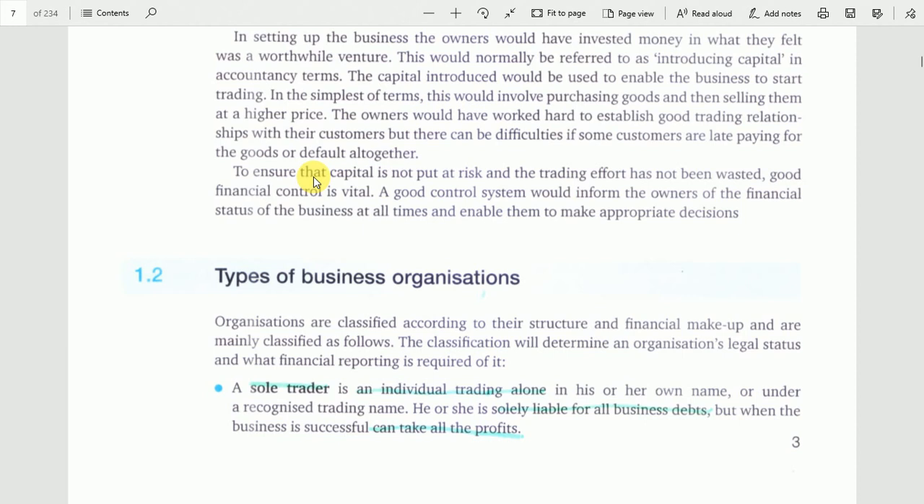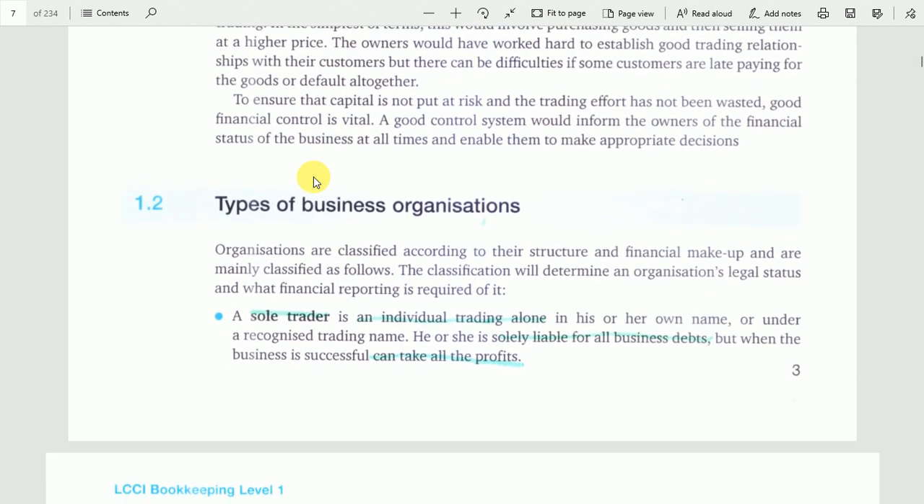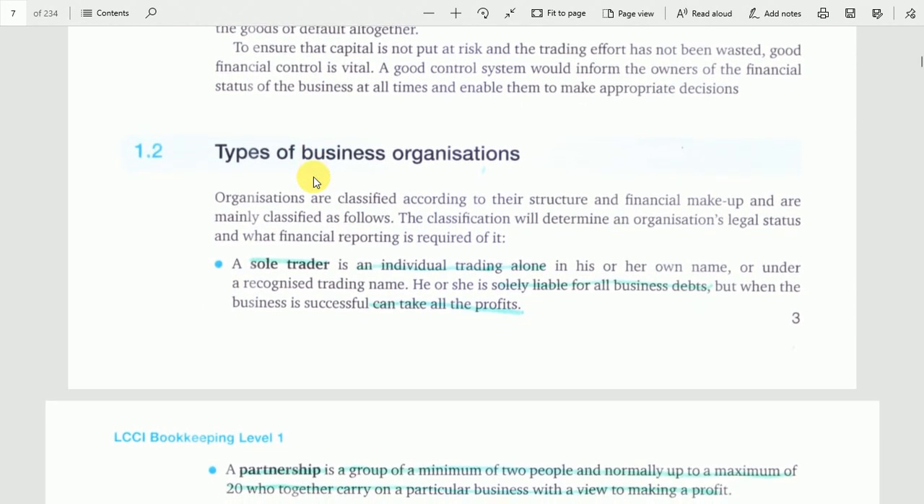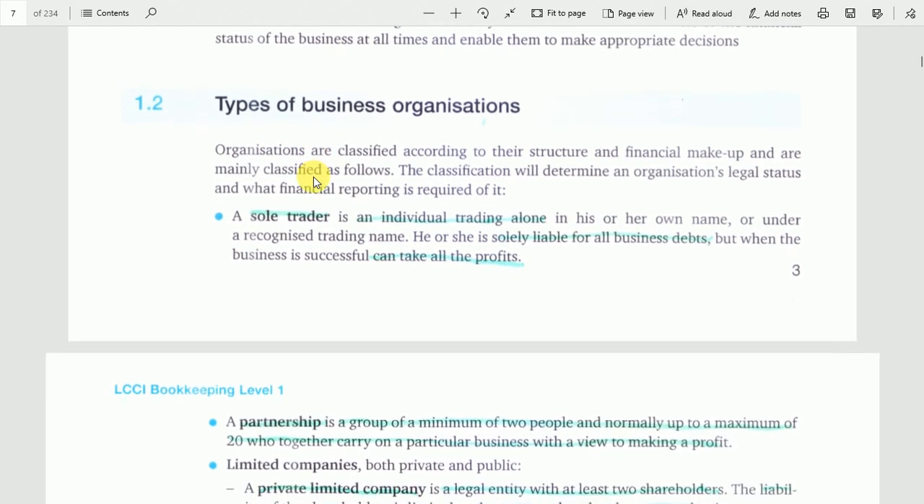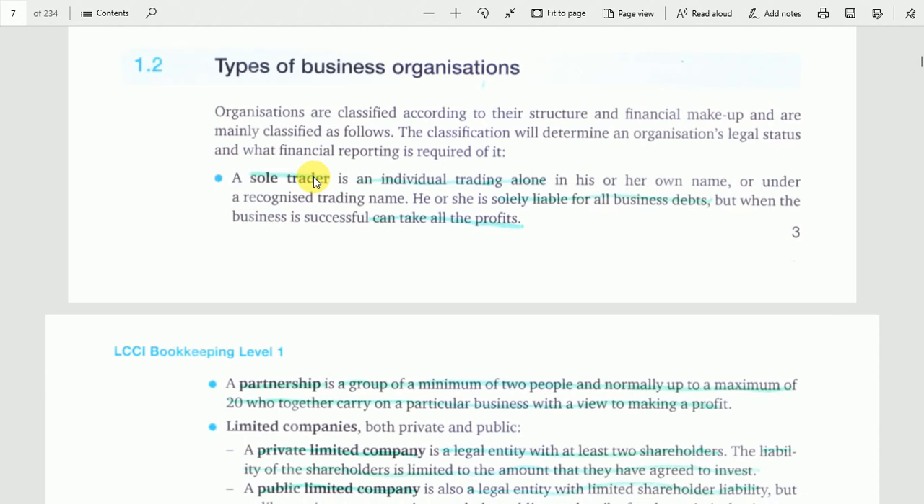Stakeholders may include the shareholders, employees, competitors, government agencies, regulators, etc. Well, there are various kinds of businesses depending upon their size and their nature of operations. We have the sole trader. A sole trader is an individual trading alone in his or her own name. This is recognized by a trading name.